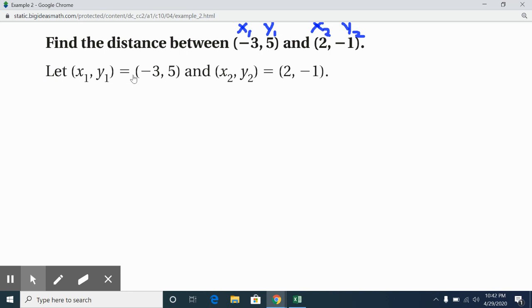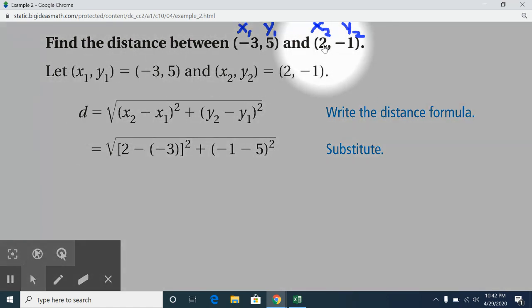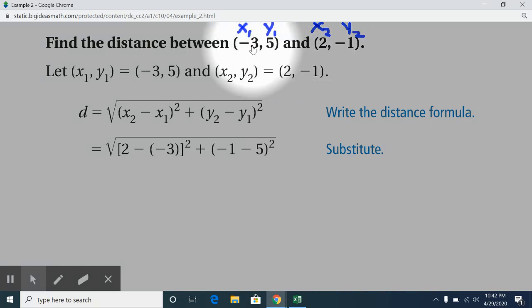Let (x1, y1) be (negative 3, 5), and let (x2, y2) be (2, negative 1). They write out the distance formula, and then they fill in everything accordingly. If we look, x2 minus x1 is the first portion of our formula. So x2 minus x1 is 2 minus negative 3, which we all know is really plus, squared, plus y2 minus y1. So negative 1 minus 5, squared.